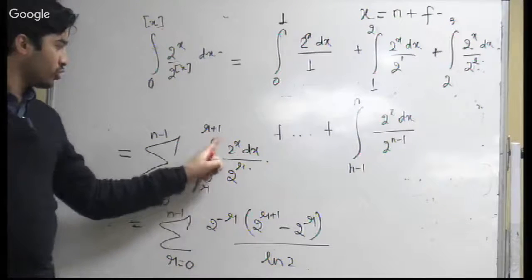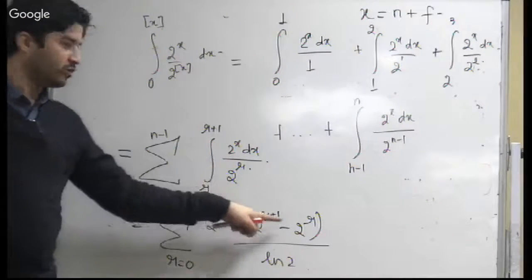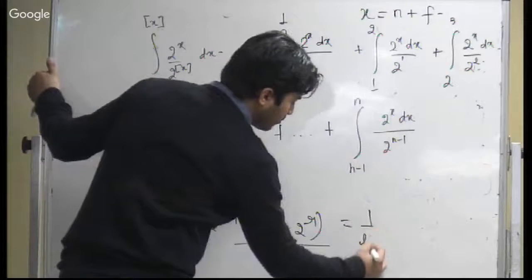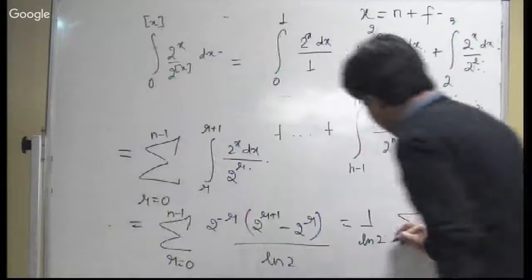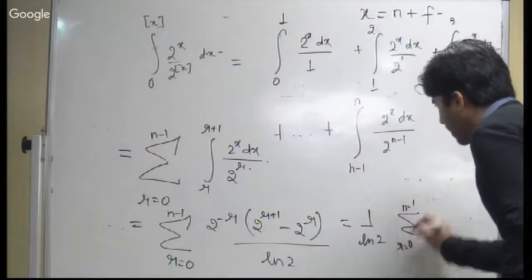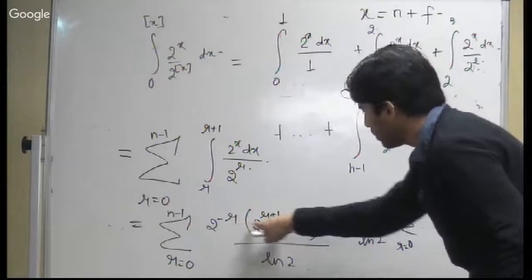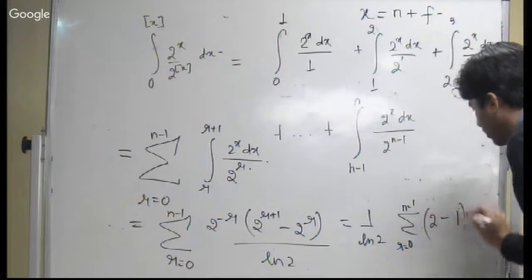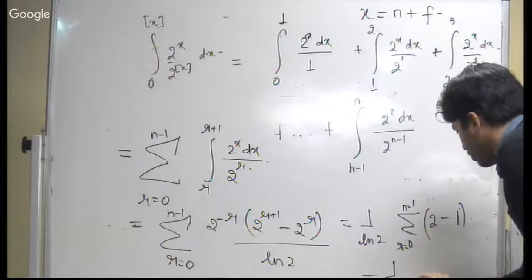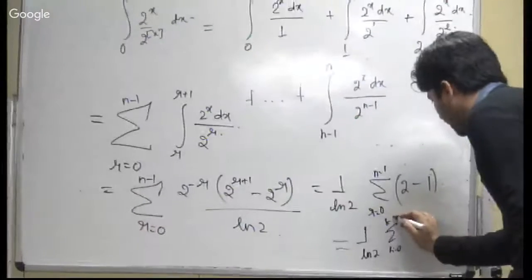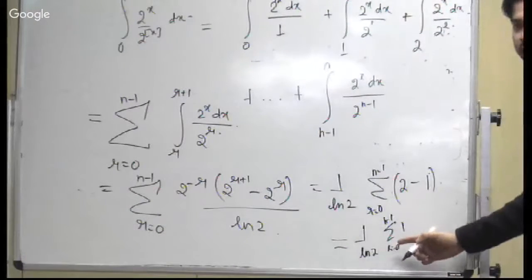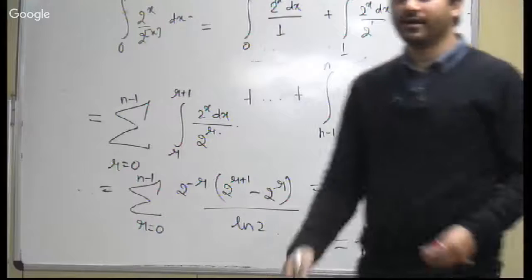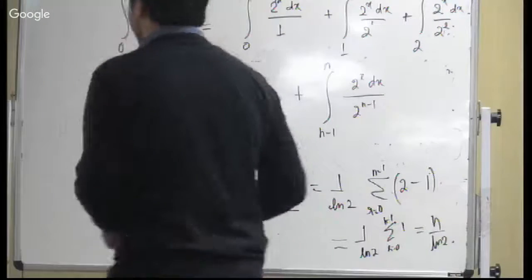The integral of 2 to the power x dx is 2 to the power x upon log 2. I've just applied the limits r to r plus 1, and it is multiplied by 2 to the power minus r. I can take out 1 by log 2, and it goes from r equals 0 to n minus 1. If I multiply and get inside, r minus r will be 0, and it will be left with 2 minus 1. So it will be 1 upon log 2, sigma r equals 0 to n minus 1 of 1. How many terms are there from 0 to n minus 1? n terms. Clear? Let's go to the second question, the 16th.